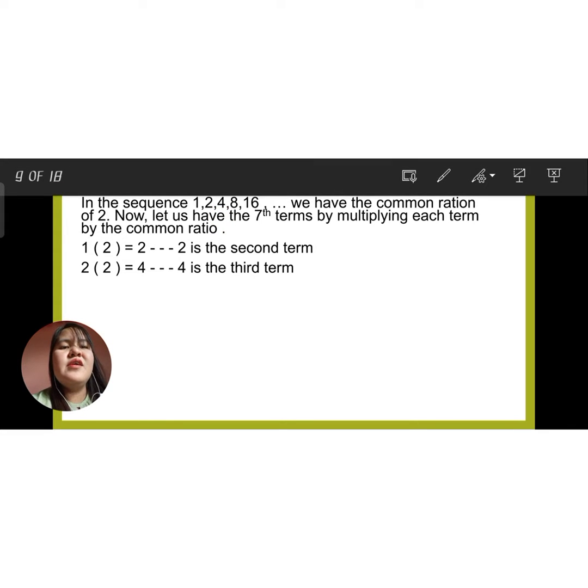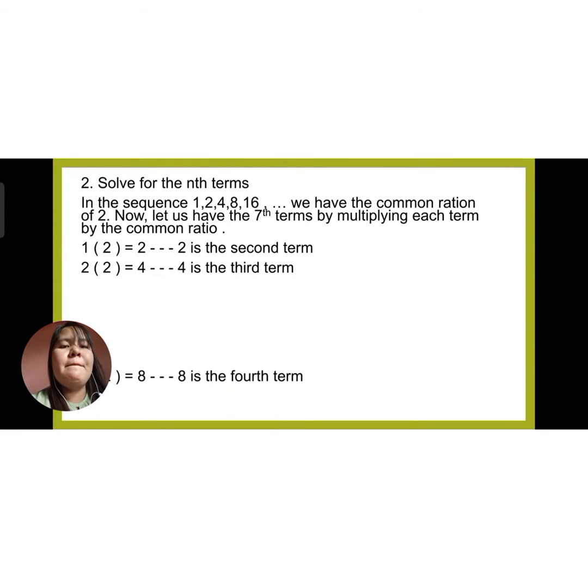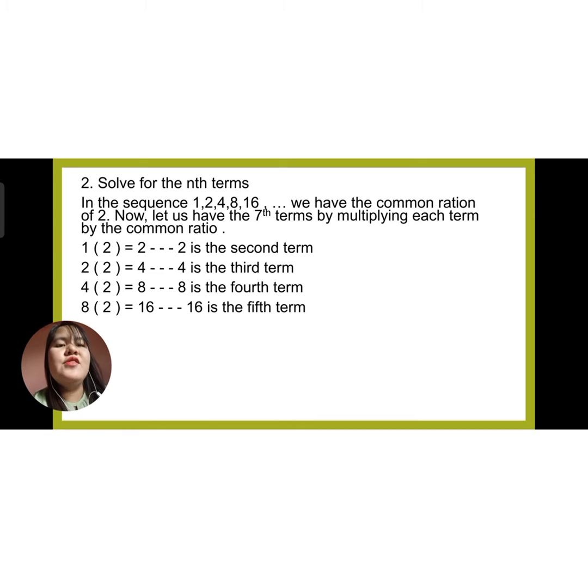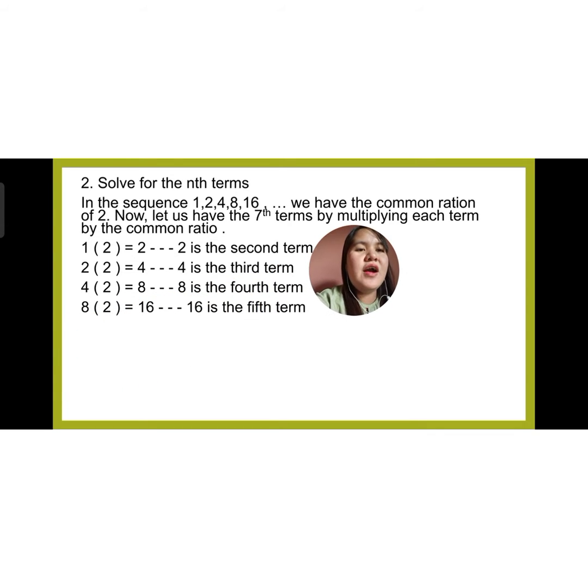Next is yung ating third term na 4, i-multiply uli natin dun sa ating common ratio na 2, it gives us 8. So, that is our fourth term. And then, yung 8 na ating fourth term, i-multiply uli natin dun sa 2 na common ratio, nakuha natin ngayon ang ika-fifth term. Now, ang question sa atin ay kung ano yung value ng ating seventh term.